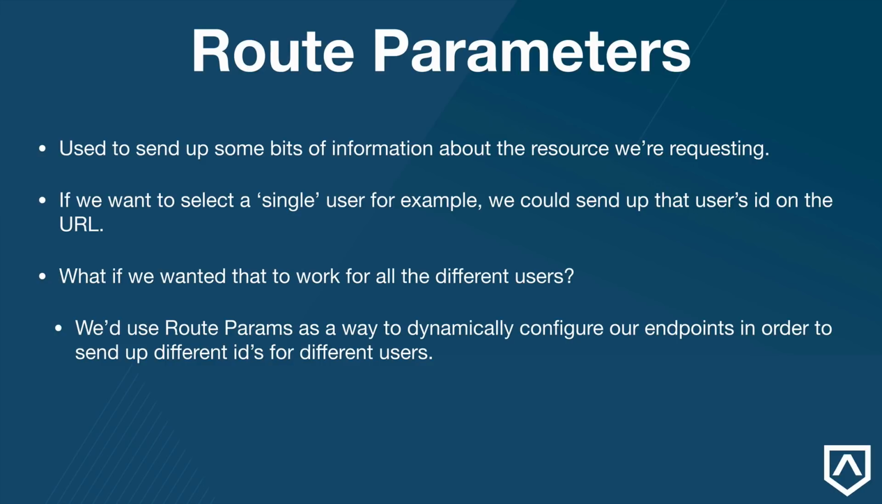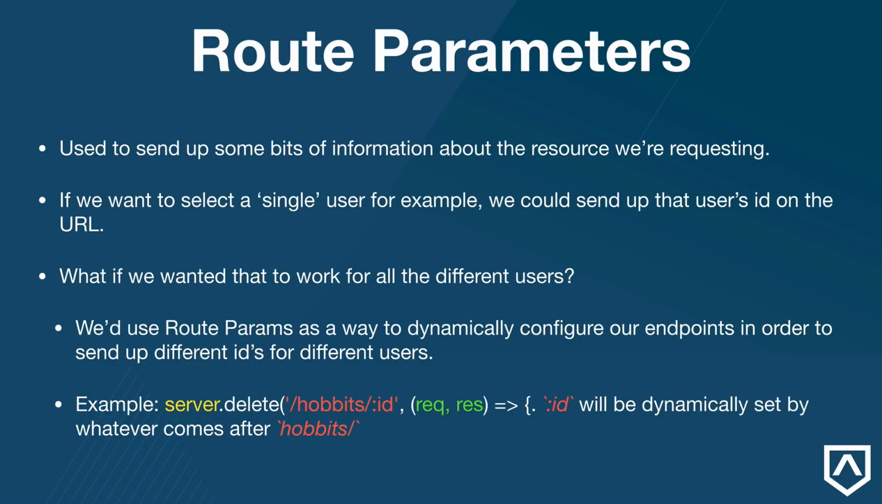So we would have to set up our route parameters as a way to dynamically configure our endpoints in order to send up different IDs for different users. So you do this on the back end. You put this together on your server. And we're going to see what that looks like in just a minute. But an example of this would be in like a delete endpoint, for example.